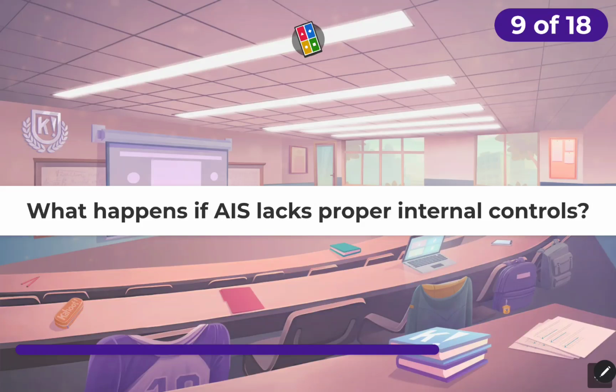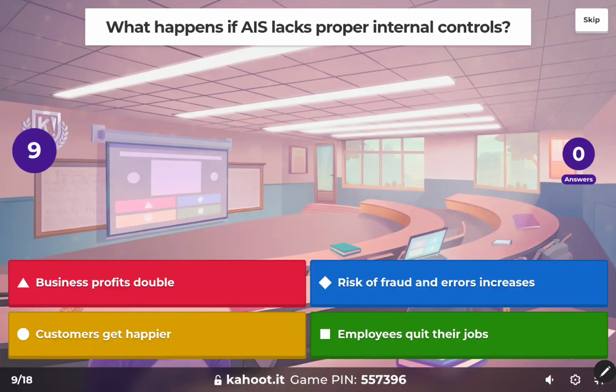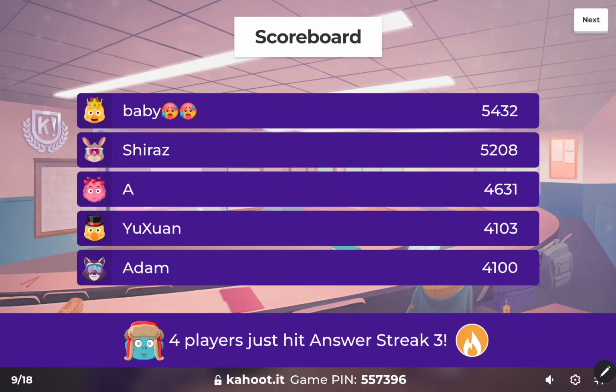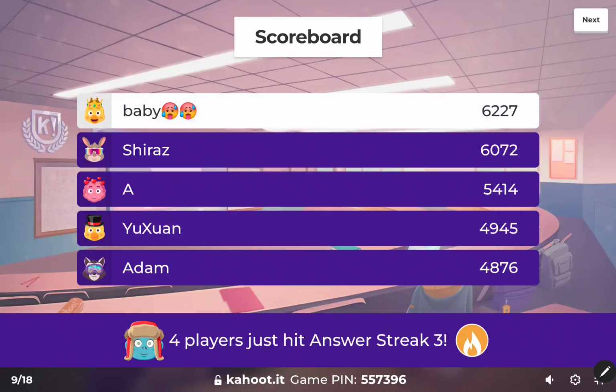What if AIS lack proper internal control? Oh, who is the one that answered business profit double? No internal control, your profit becomes double. Very interesting, alright. You see. Oh, still top. Okay. Alright, ready for the next one?